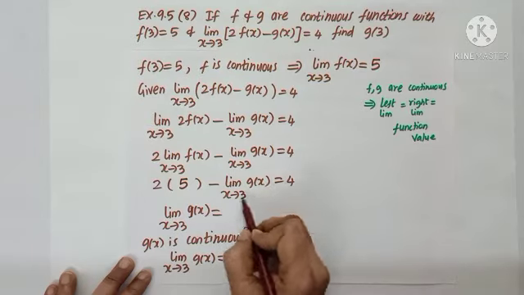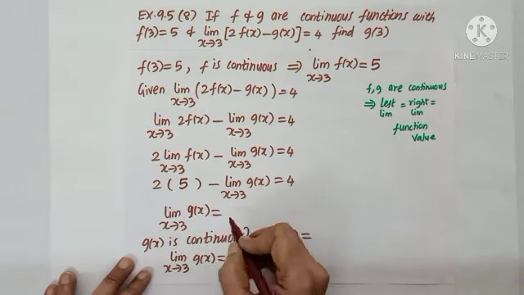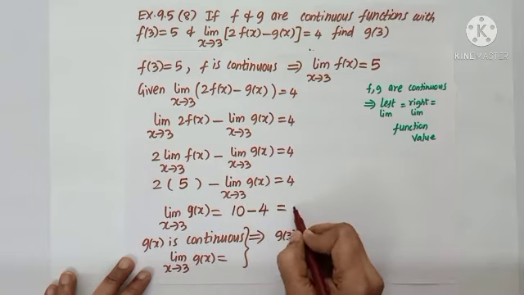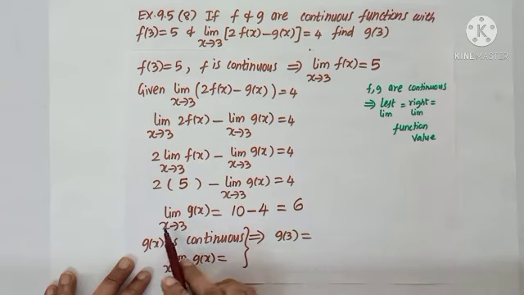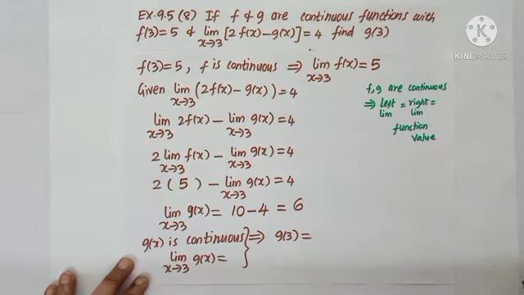Now I need to find this value. So bring this to the right, bring 4 to the left. 2 fives are 10, bring 4 to the left, it is minus 4. And so we get 6. The limit of g of x as x tends to 3 is 6. But my question says g is also a continuous function. Continuity tells the limit value and function value are equal. So the limit as x tends to 3 of g of x being 6 tells me g of 3 is also 6. And that is my answer.